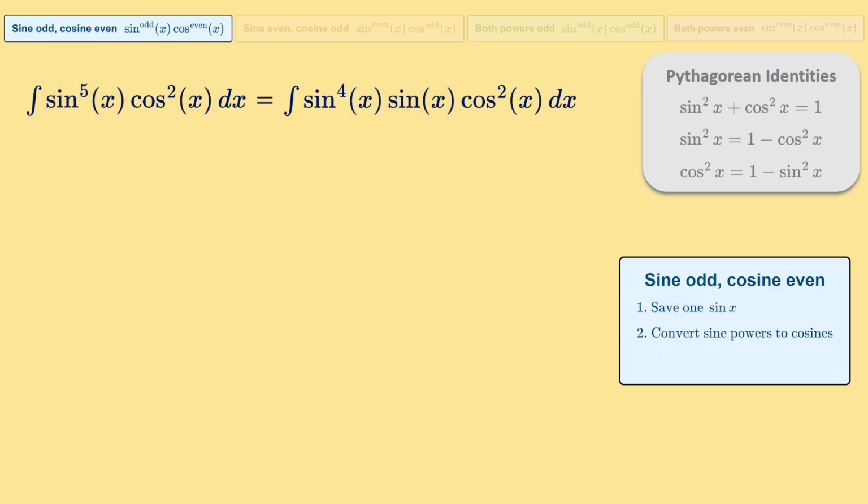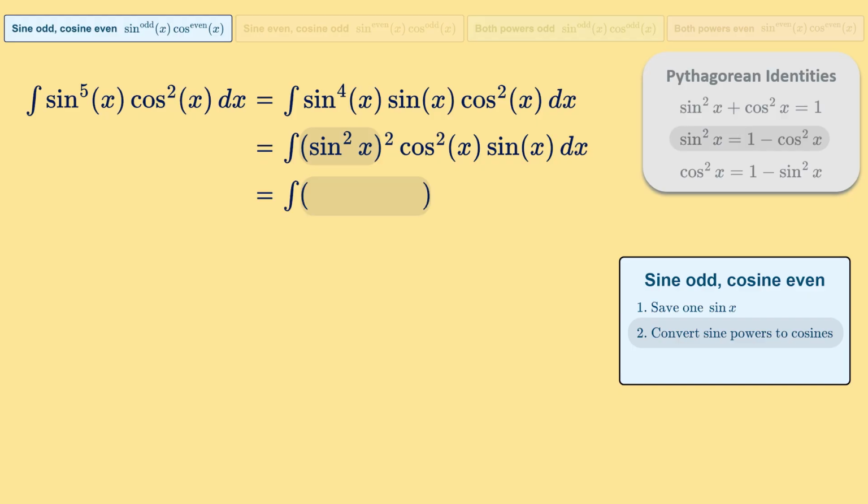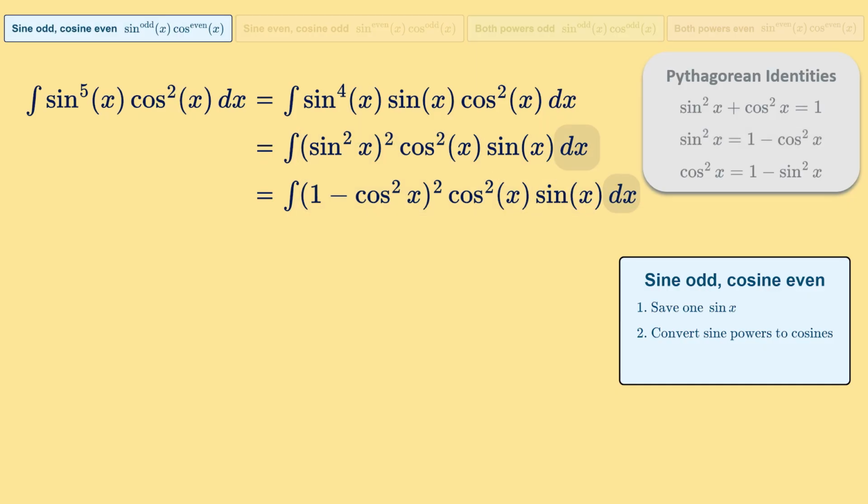Then we rewrite sine to the 4th power of x as the quantity of sine squared x squared. Now we can replace sine squared of x with 1 minus cosine squared of x, which gives us the quantity of 1 minus cosine squared of x squared. This becomes the integral of the quantity of 1 minus cosine squared of x squared times cosine squared of x times sine of x dx. We've set this up now to use u-substitution.